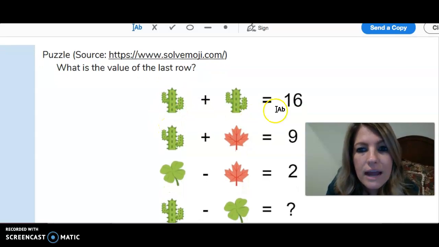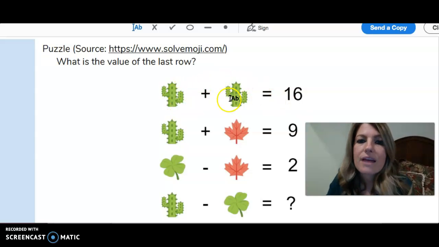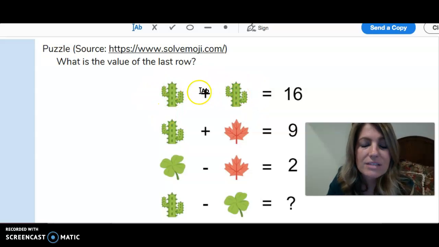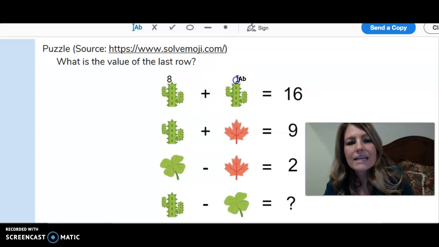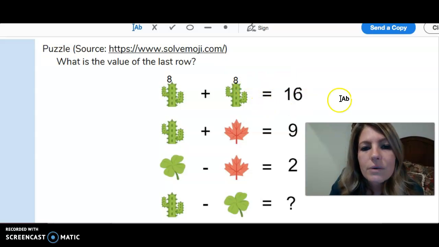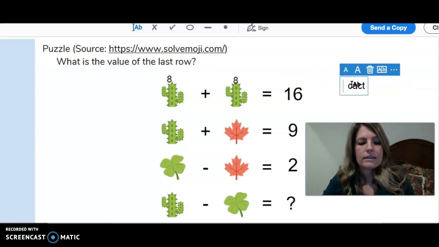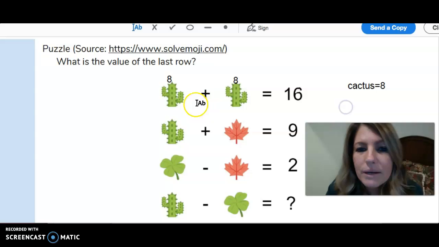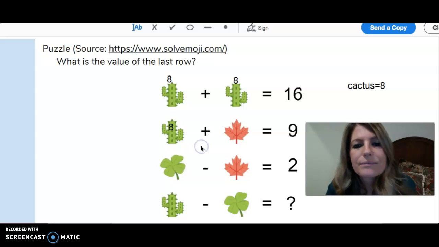Well, to figure that out, we need to look over here at the equal sign. Cactus plus cactus equals 16. Do you know two numbers put together that equals 16? They have to be the same number because look, they're both cactuses. I know that 8 plus 8 equals 16. So the cactus equals 8. That's going to help us, because now when I see this cactus, I know it's worth 8.